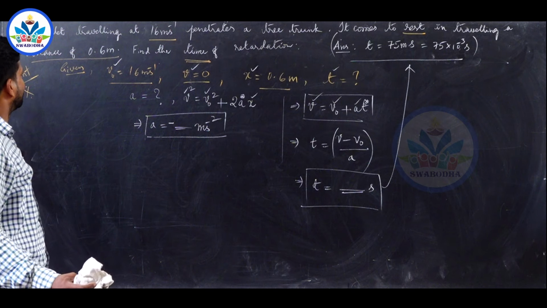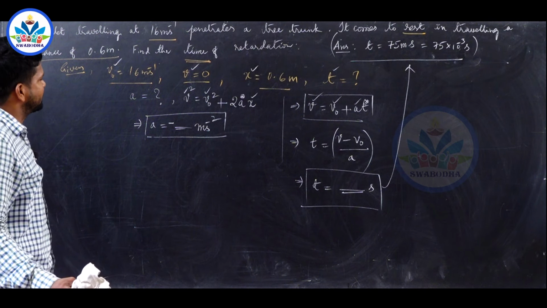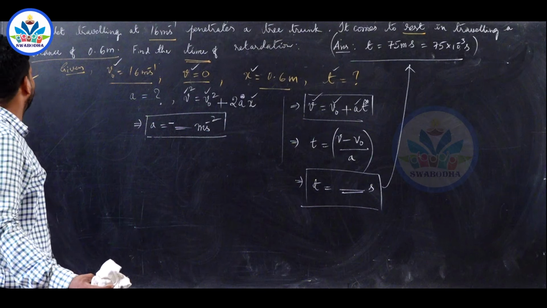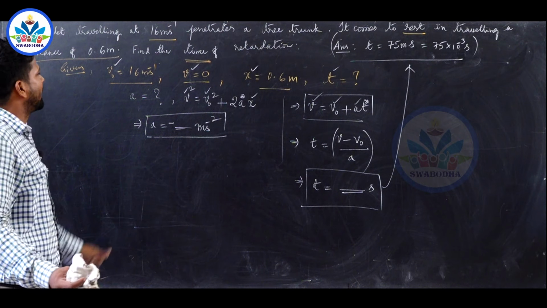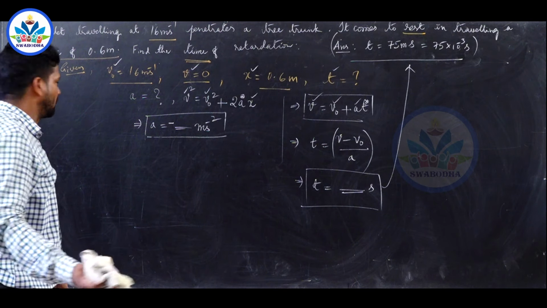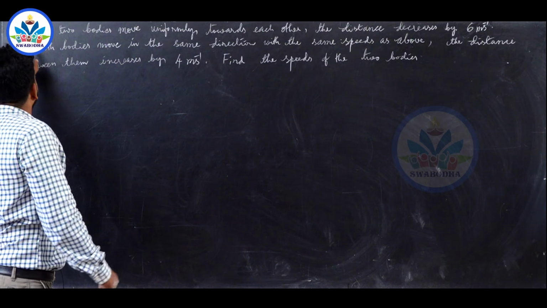Simple. A bullet traveling at 16 meter per second penetrates a tree trunk, it comes to rest in traveling a distance of 0.6 meter, find the time of retardation. Simple problem. This is fifth problem.